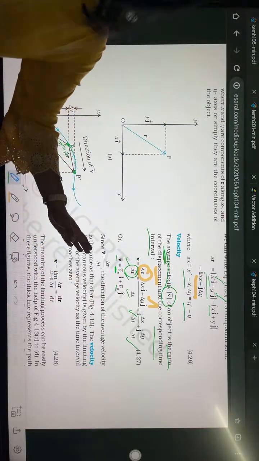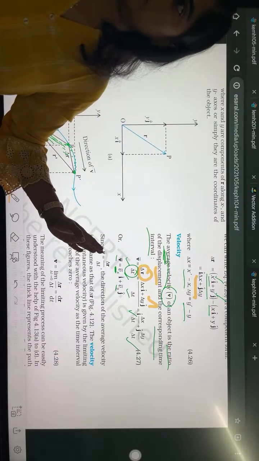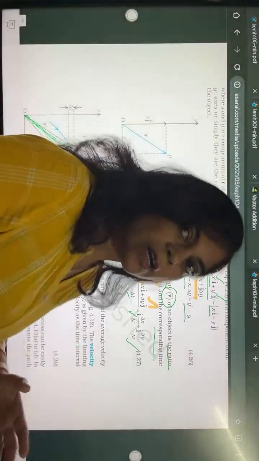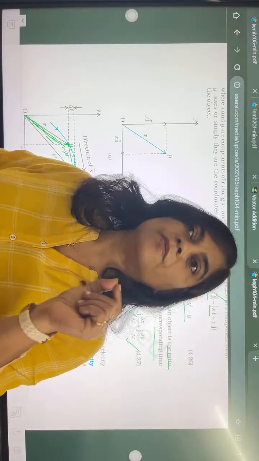We usually put this bar for a mean, an average. You have learned that from statistics, right? What is this V bar? Delta R by delta T. In your book, the block letter is given. In CBSE books, the block letter represents the vector.